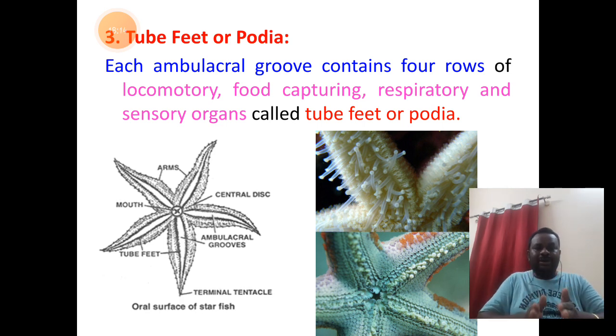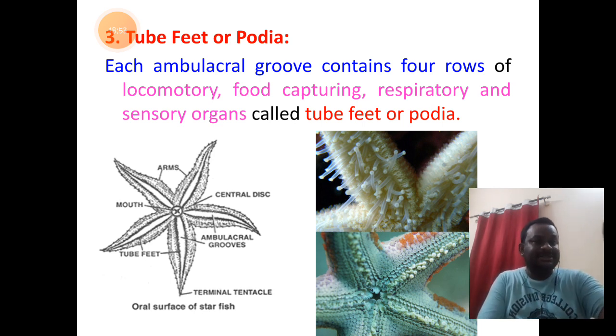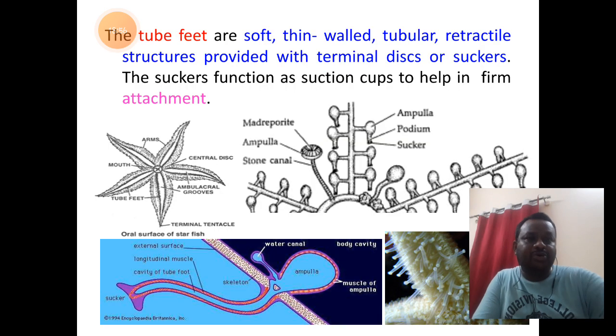So you find 4 rows of ambulacral tube feet or podia, and each of these podia is involved in the process of locomotion, the process of food capturing, helps in respiration, and also acts as sensory organs. So what is the function of tube feet or podia? In the case of the starfish, they serve 4 functions majorly. Number 1, locomotion. Number 2, food capturing. Number 3, respiration. Number 4, assist in sensory function. So this is the importance of the tube feet or the podia.